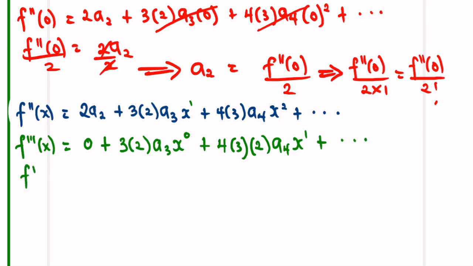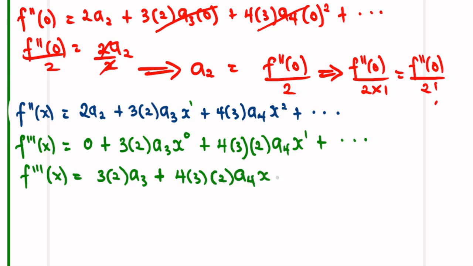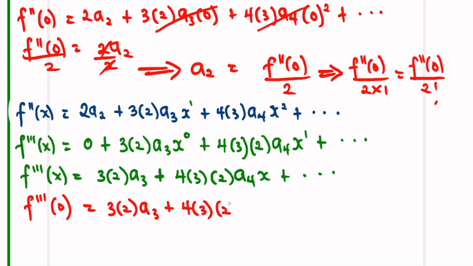So that leaves us with f triple prime of x equal to 3 times 2 a3 x raised to power 0, which is 1, plus 4 times 3 times 2 a4 x plus dot dot dot. So now we need to substitute x to the 0. So f triple prime of 0 is equal to 3 times 2 a3 plus 4 times 3 times 2 a4 times 0 plus dot dot dot.